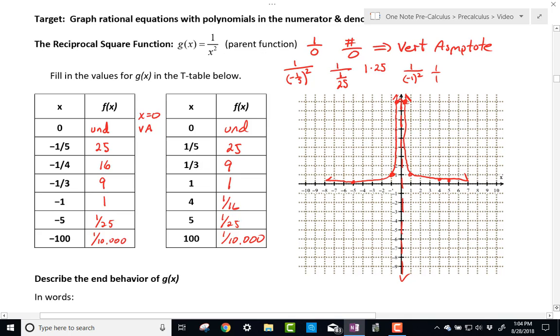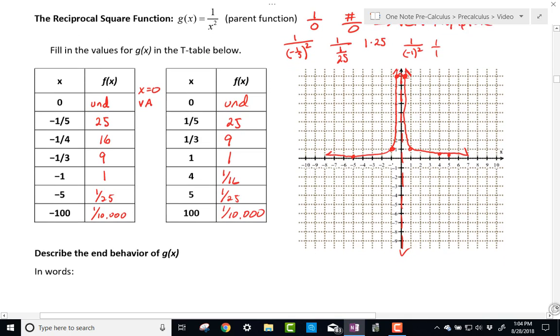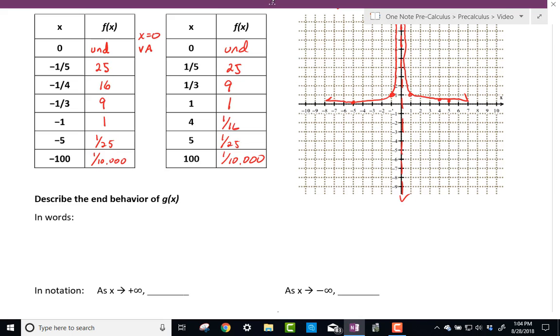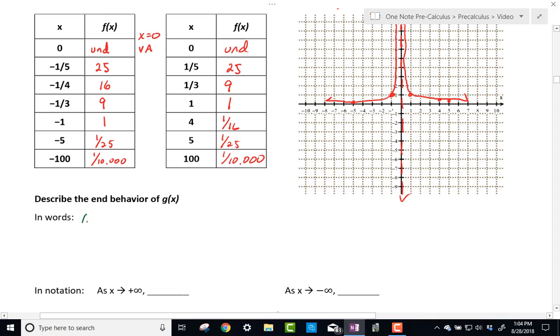Okay? So, describing the end behavior of this graph. Again, I'm going to give it to you in two ways, but quickly we're going to transition into just the notation. So we'll start off the same way as last time. As x gets bigger, we don't need to say bigger and bigger, as x gets bigger, y gets closer to 0. How do I know that?